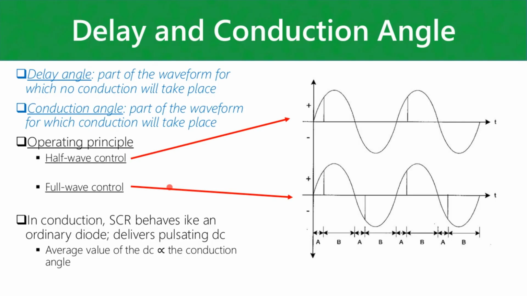All right, and then we get to the concept of the delay angle and conduction angle. So delay angle, that's the point at which the SCR is triggered. So that's the part of your waveform that you have no conduction. That's your delay angle. Conduction angle, on the other hand, that is the part of your waveform that is conducted. That's your conduction angle.